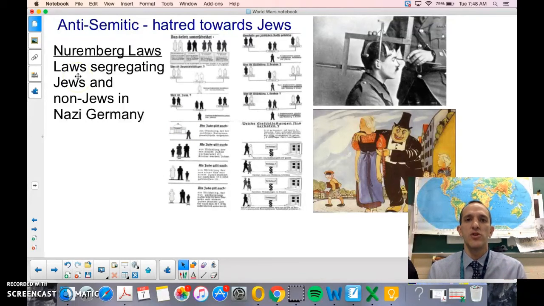Jews and non-Jews in Germany can't marry. They can't have children together. They're not supposed to be alone. They're not supposed to be in any way, shape, or form together.